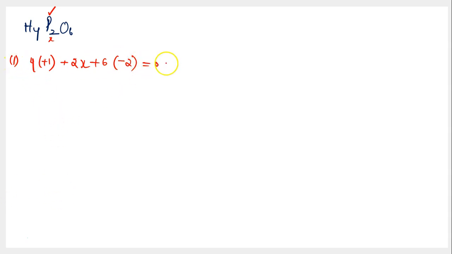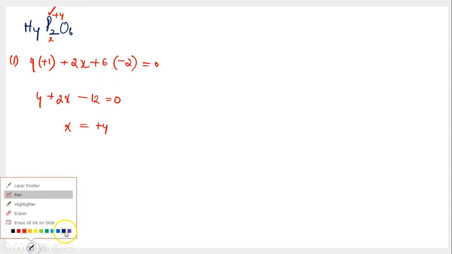Now you would have to simplify this and solve it for X. This will be 4 plus 2X minus 12, which is equal to 0. Which means X over here is equal to plus 4. So the current oxidation state of phosphorus in this molecule is plus 4. Done. Let us move now to the second step.